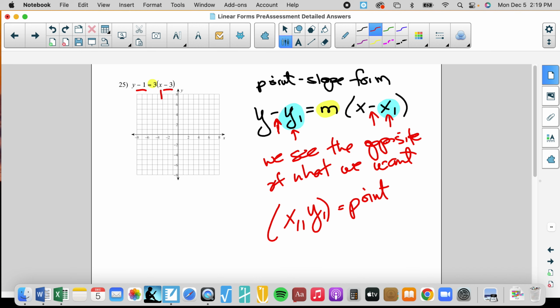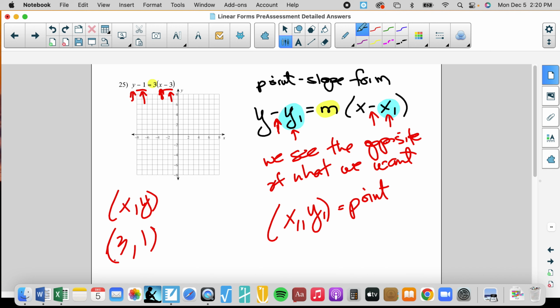Now the most important part is, remember, coordinates are written x comma y. So I'm going to look at my x, the constant next to my x, which is -3. What we see is the opposite. So the opposite of -3 would be 3. And here is my y variable. So this is going to be my y value. I see a -1. I know it's the opposite of what we see. We see the opposite of what we want. So we see a -1, we see a -3, we know that those values are going to be opposite.